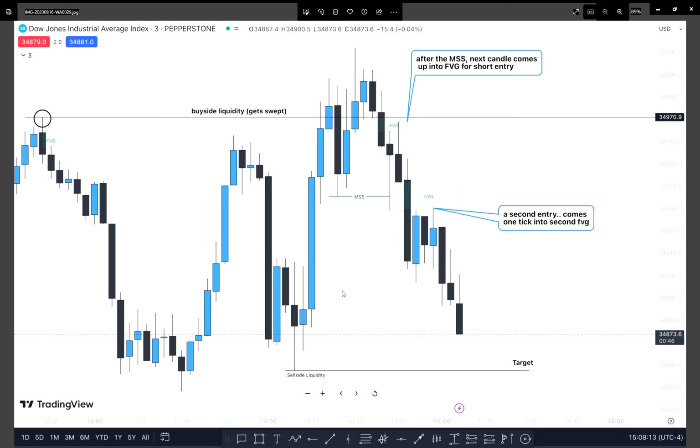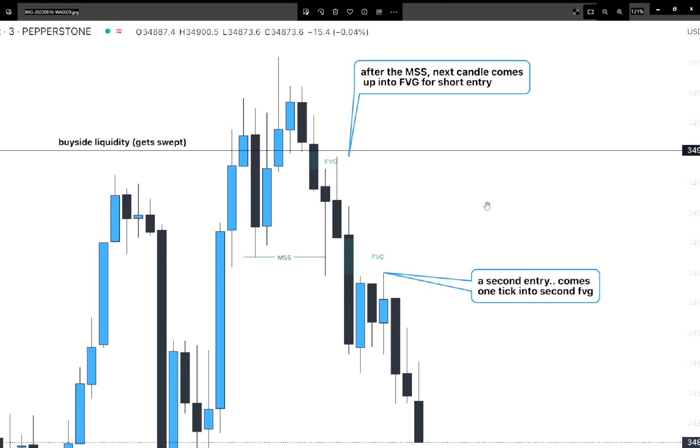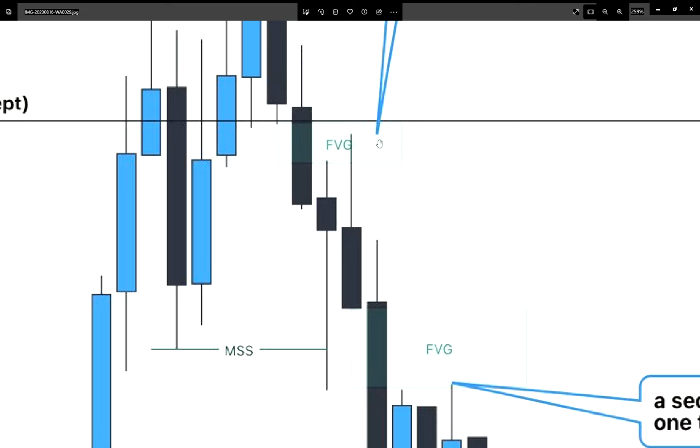But anyways, the fair value gap strategy is, after the MSS, if you can see this bubble here, after the market structure shift, the next candle comes up into the FVG for a short entry. There's one here and one there. They're two separate ones, I believe.